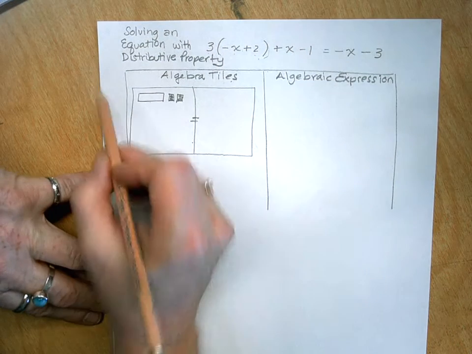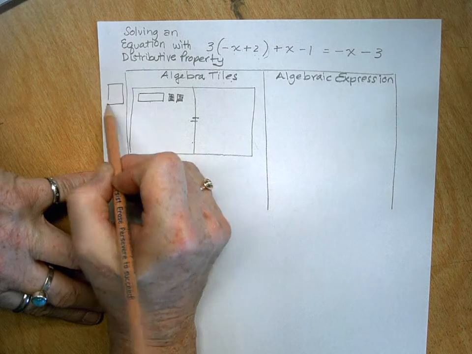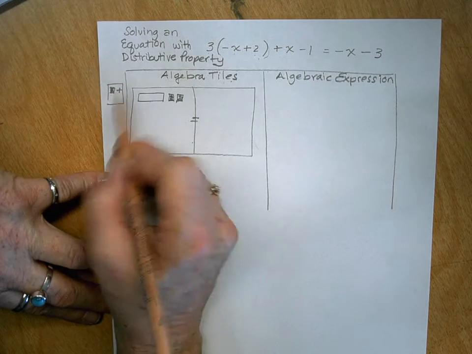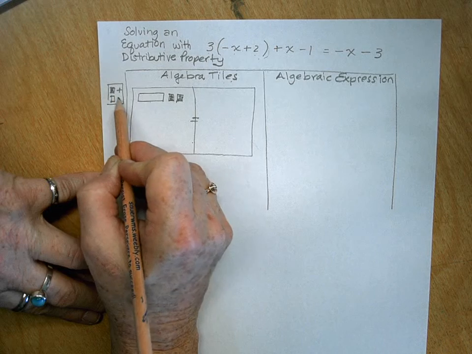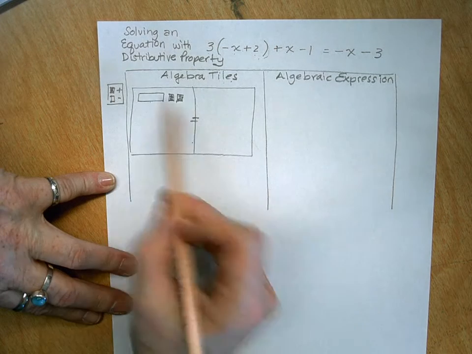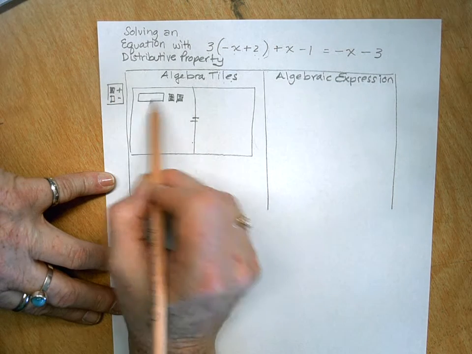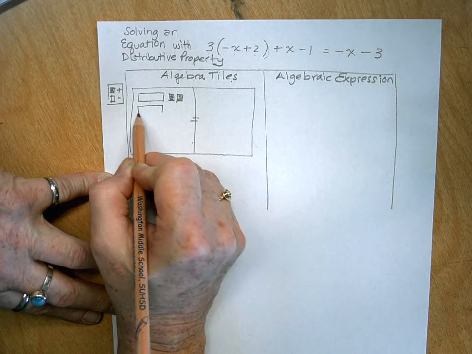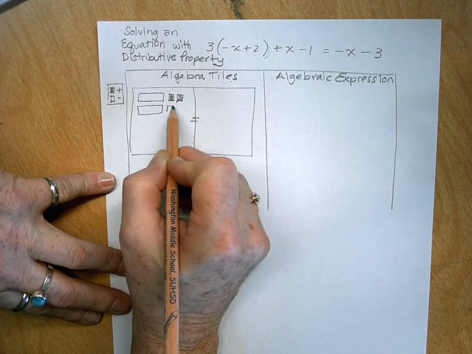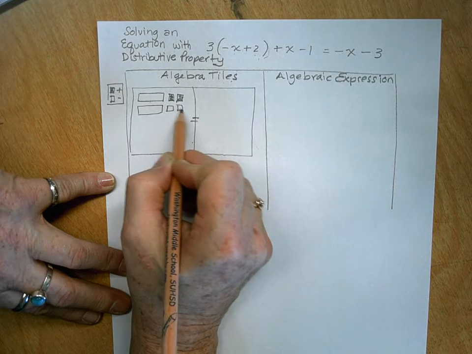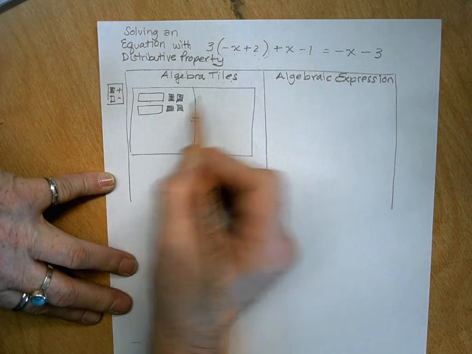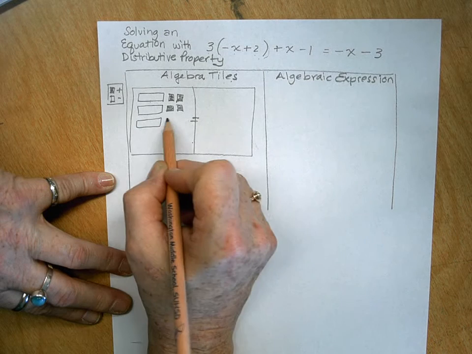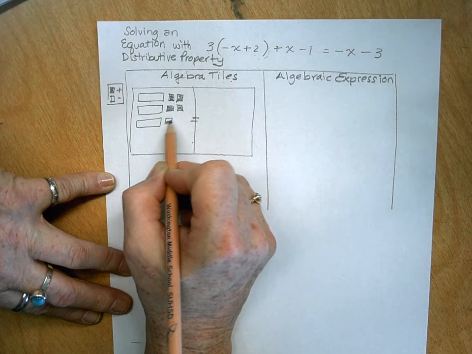I need to remember to put a key on my paper. So if it's shaded in, it's positive. If it's not shaded in, it's negative. So I have one group of negative x plus 2, but I need 3 groups. So here's my second group of negative x plus 2. And here's my third group. So I have 3 groups of negative x plus 2.